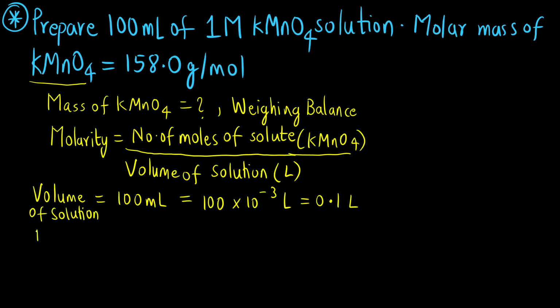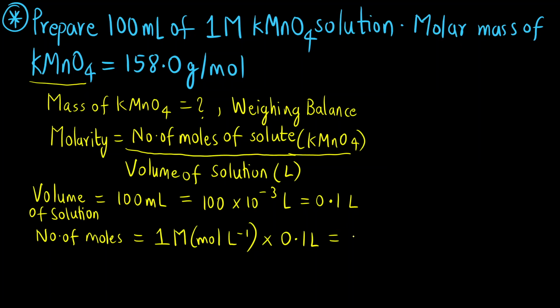Now we can calculate the moles of KMnO4. How do we calculate the moles of KMnO4? By using the above formula. Molarity is 1 molar. The unit of molarity is mole per liter, multiplied by the volume we just found out, 0.1 liter. So this comes out to be 0.1 moles. The units get cancelled: liter inverse and liter get cancelled. What is left is mole, that is, 0.1 mole is present.